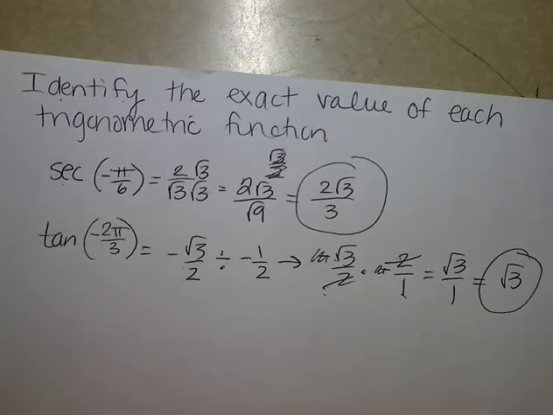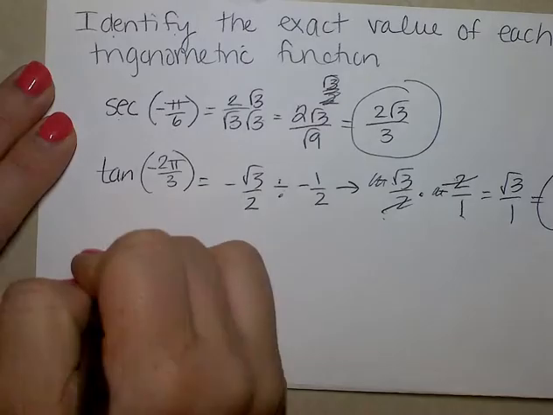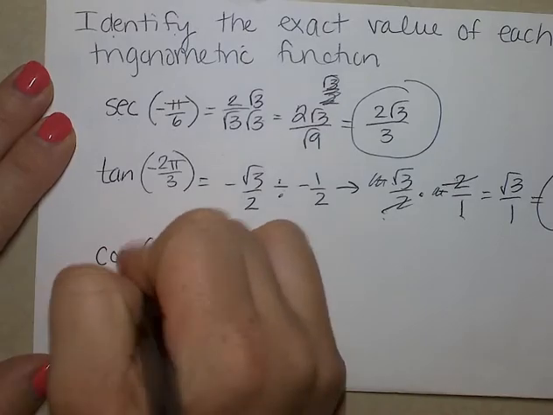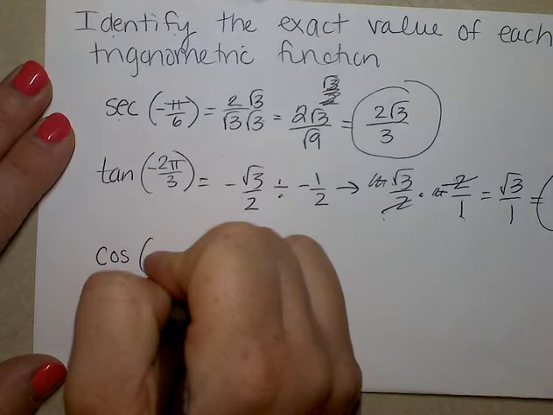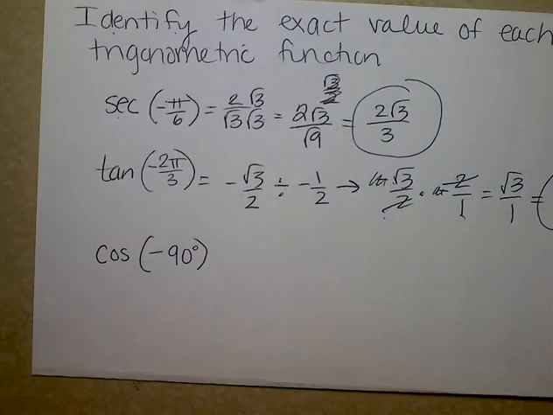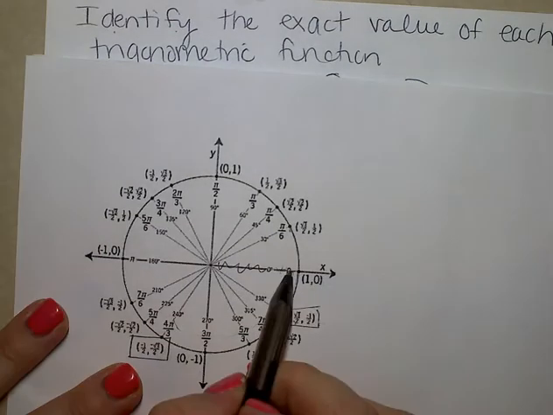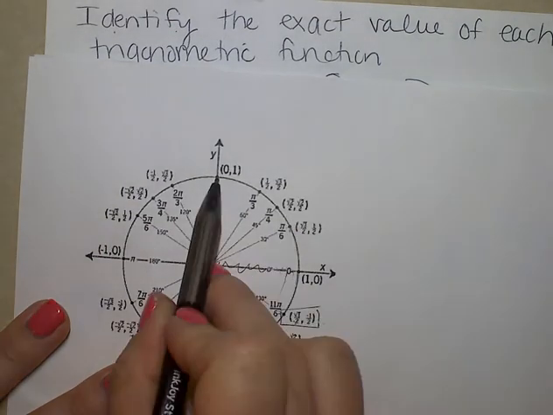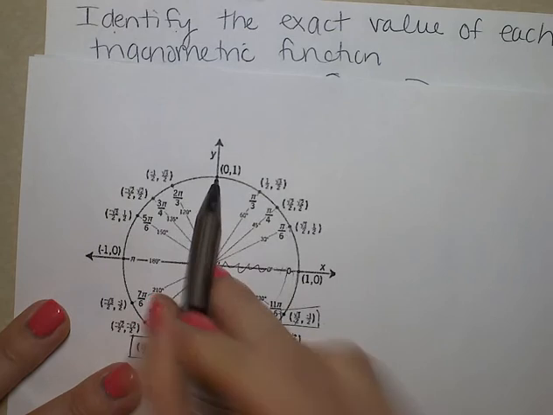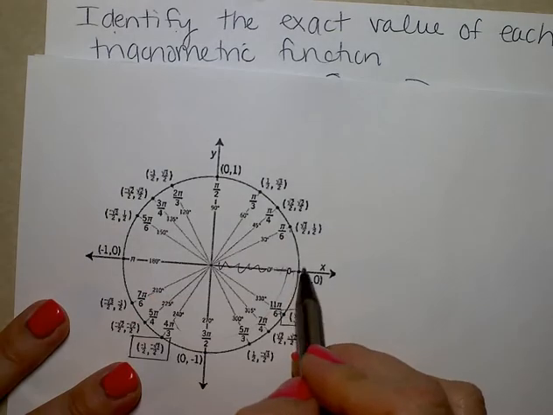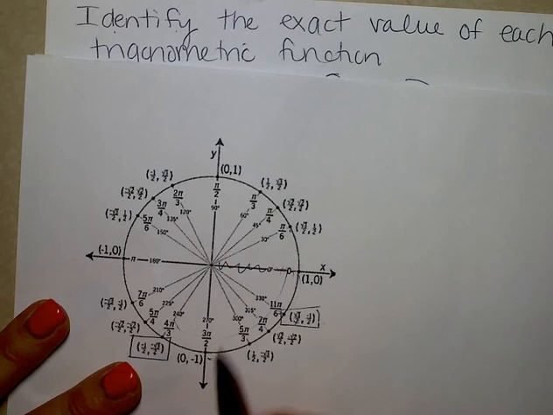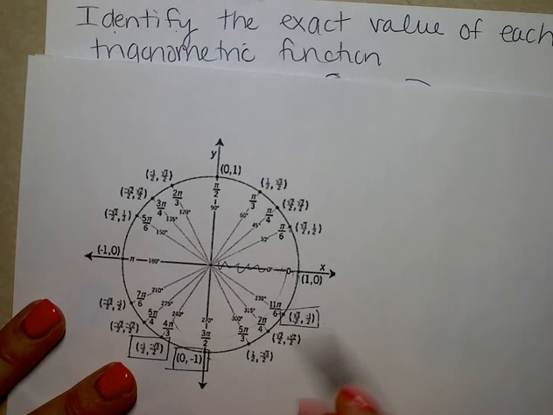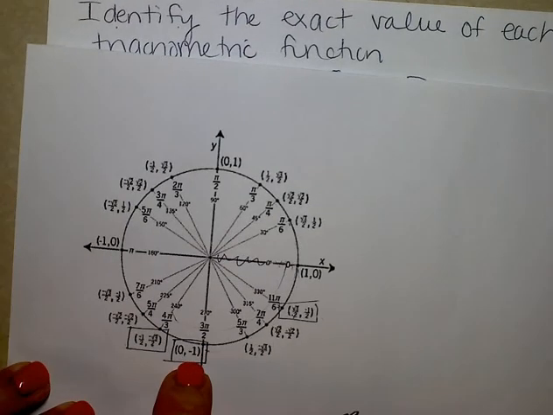Okay, your next one. The cosine of negative 90 degrees. So 90 degrees from your starting point goes up and it's at the very top. I want to go in the opposite direction because it's negative. So I go down and I stop. What is the cosine? C before S. So the cosine is 0.